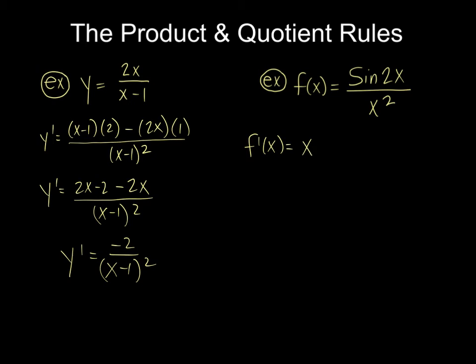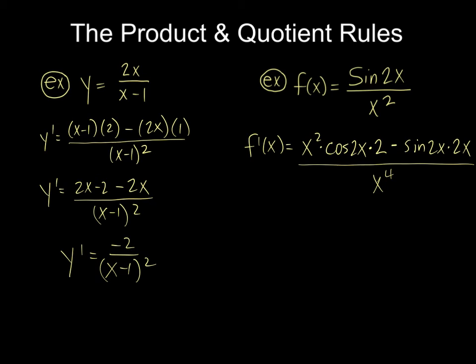HODI high, bottom, times derivative of the top. Derivative of sine is cosine. Chain rule times 2. Don't forget that chain rule. Don't get so focused on your new rules that you forget your chain rule. Minus top times derivative of the bottom is 2x. The bottom squared is x to the 4th.